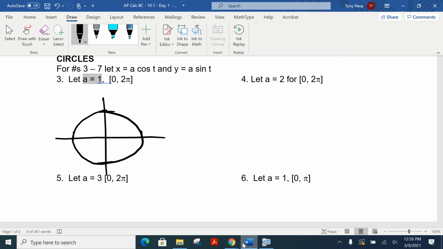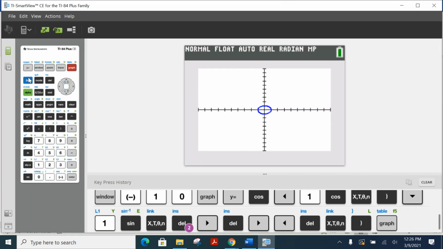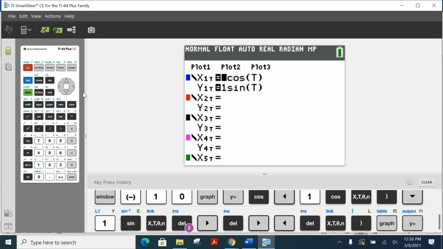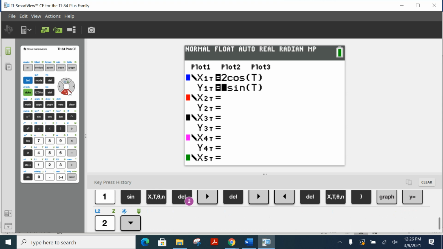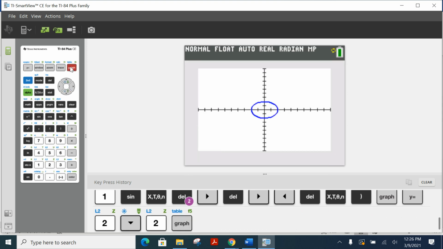Number 4, go ahead and do this so that our a is now a 2. So don't rewrite it. Just get over the 1, put a 2 in for the 1, put a 2 in for this one, hit graph. Notice how we get a circle once again. Now it is simply a radius of 2.